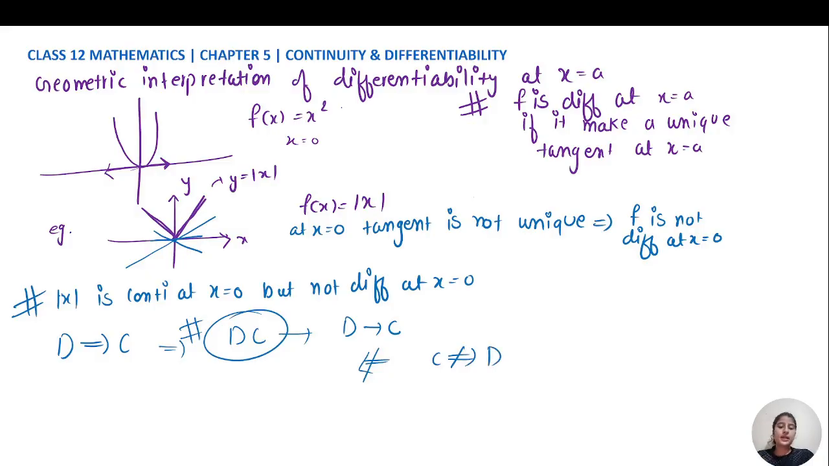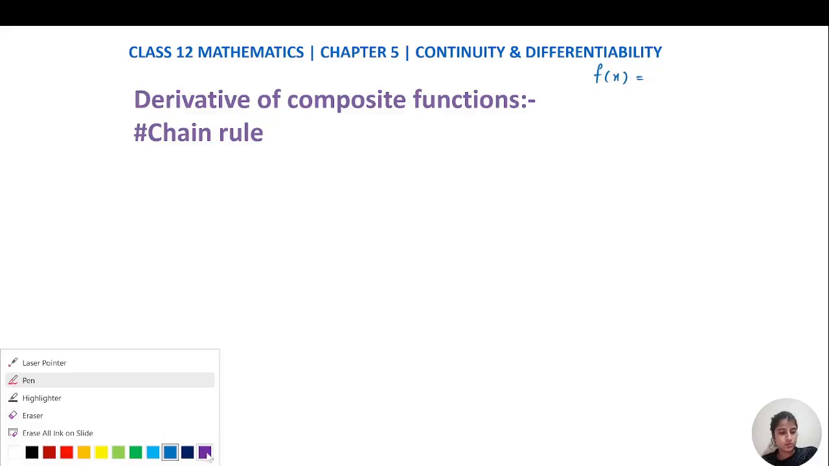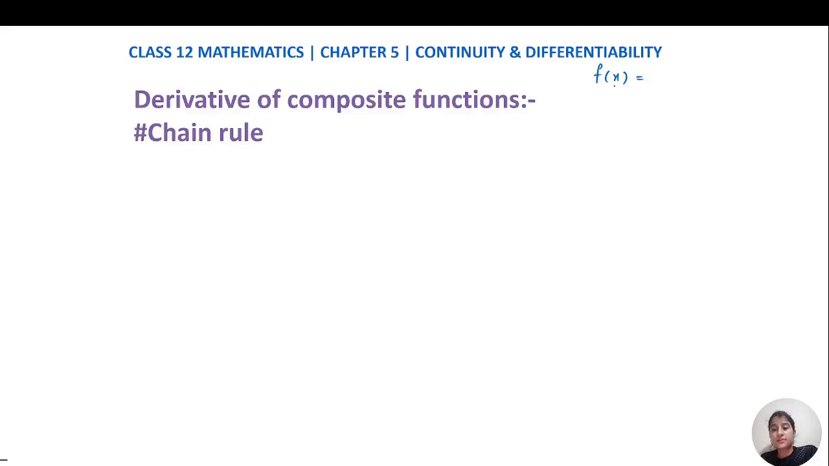Now, let's move ahead to the world of differentiation. For that, we have to find the differentiation of different functions. First, suppose you have a function f of x equals 2x plus 1 whole squared. It's easy, we can find its derivative at any point by using the limit.